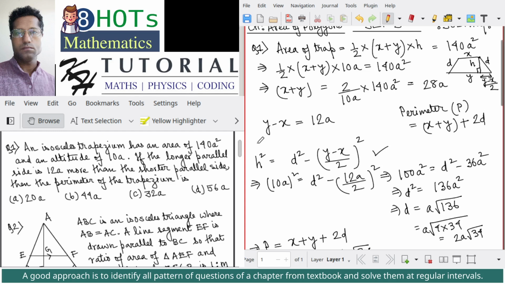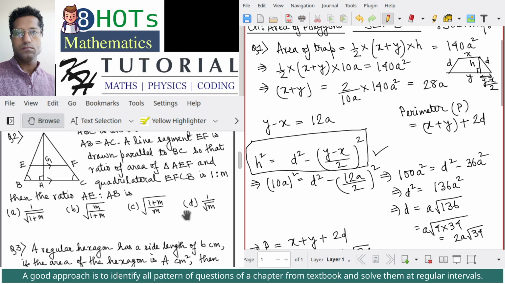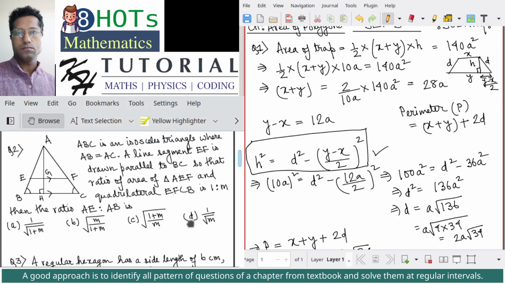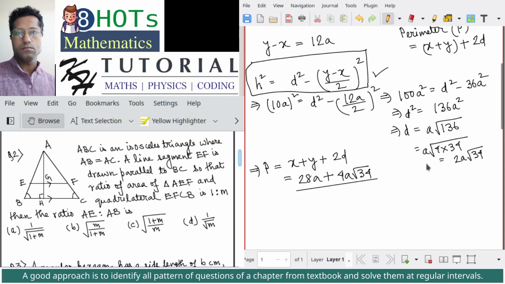Then the next task was to find D, the length of each equal non-parallel side, and we have this relation. Using this relation, where h is the height of the isosceles trapezium, D is the length of each non-parallel equal side, and y minus x is the difference of the parallel sides, this is how they are related. From here we can easily find D if we know h and y minus x. This was the concept applied. Okay, let's see the next problem.